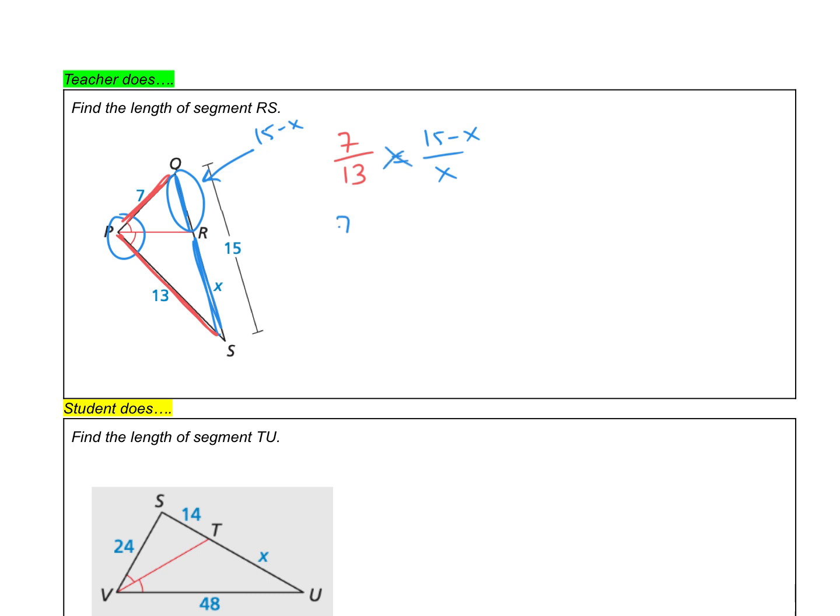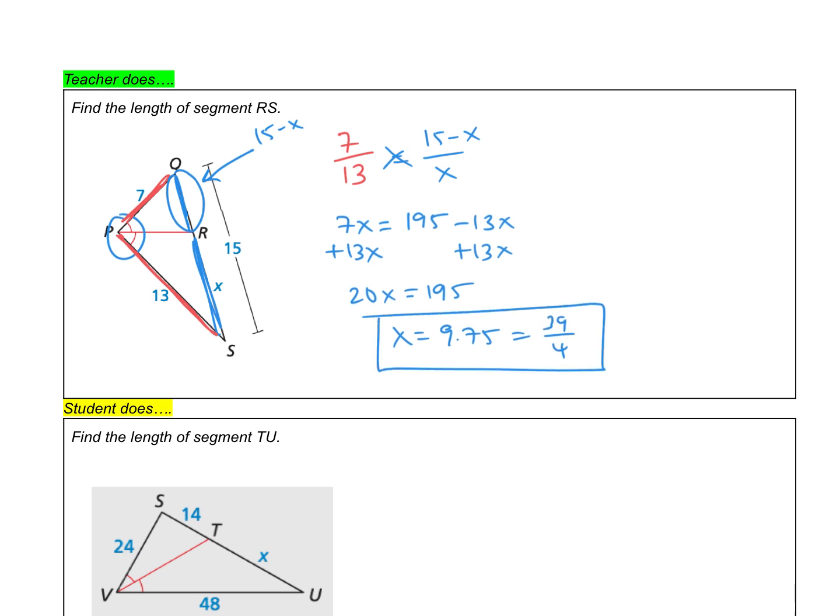And let's cross multiply. So we get 7x is equal to 195 subtract 13x. So if we add 13x, we get 20x is equal to 195. So x then is 9.75. Or you guys know I like fractions better, 39 over 4. Questions or comments?